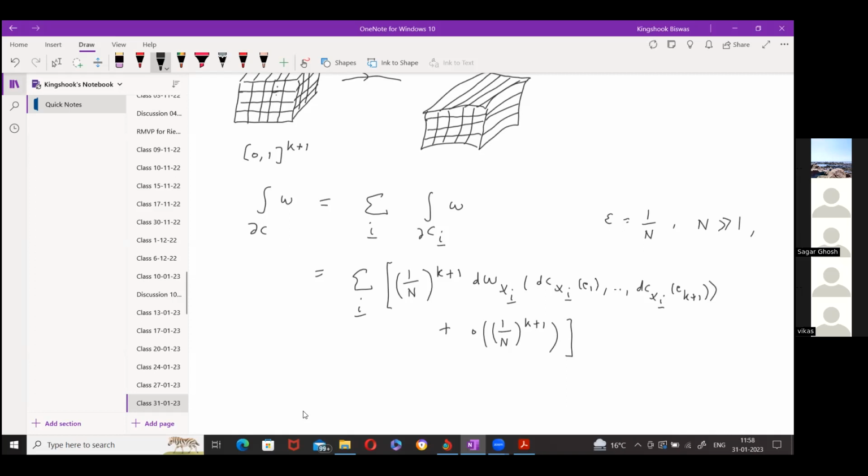And now when I do the sum, the sum of these terms, what is this? This is nothing but a Riemann sum for the integral of d omega over the cube C, right? This is a Riemann sum for the integral of d omega over the cube C, right?